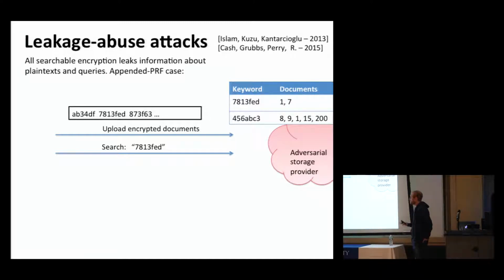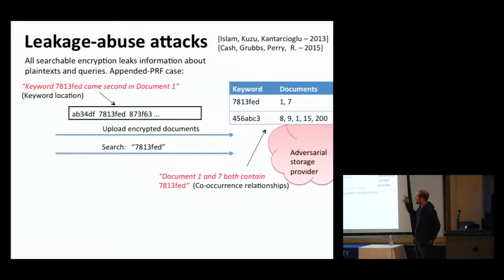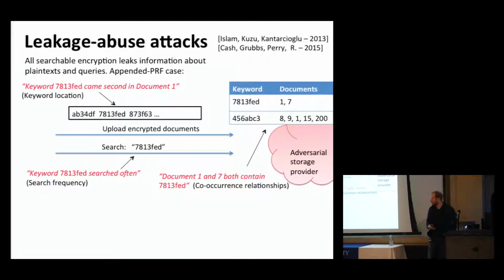But because PRFs are deterministic and necessarily here to allow search, we get information like co-occurrence relationships. So for example, document 1 and 7 both contain this same keyword. We get information for this Appended-PRF construction like the following, that the keyword blah came second in document 1, okay, after some other keyword. And we even see the frequency of queries that are made, right? If this particular keyword is searched for often, we get to see that as the server.